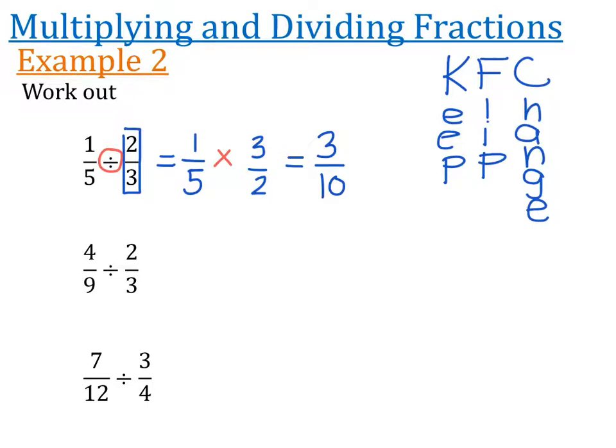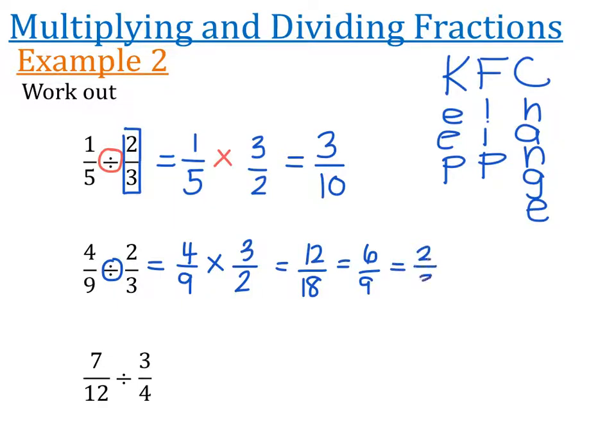4/9 divided by 2/3. So again, we keep the first fraction exactly as it is. We flip the second fraction upside down, so again that's 3/2, and we change the divide sign to a times. And we can go ahead and multiply those. We've got 12/18. And 12/18, they're both even, so we can simplify that by halving both of them, which gives us 6 and 9. And then we can do both of those divided by 3, so we actually end up with 2/3.